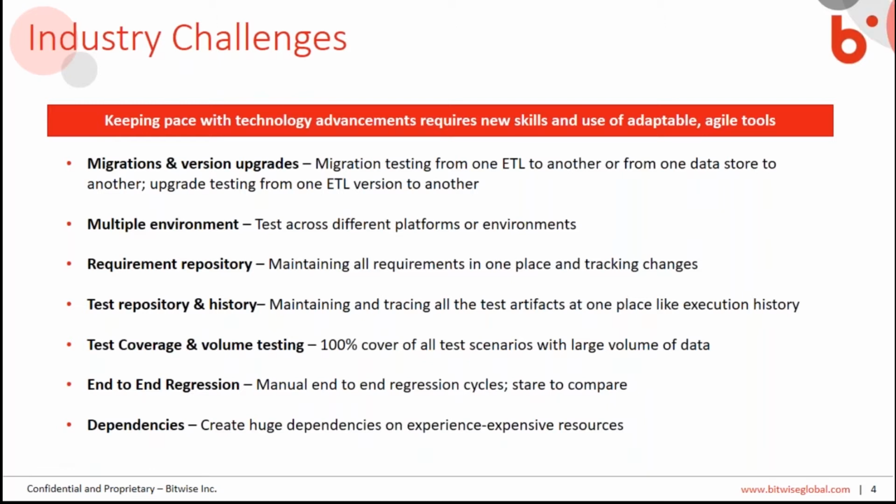Now each code promotion to higher environment triggers regression cycle. Stare and compare, or in other words, manually running regression testing is costly and error prone. And errors here may directly affect revenues.